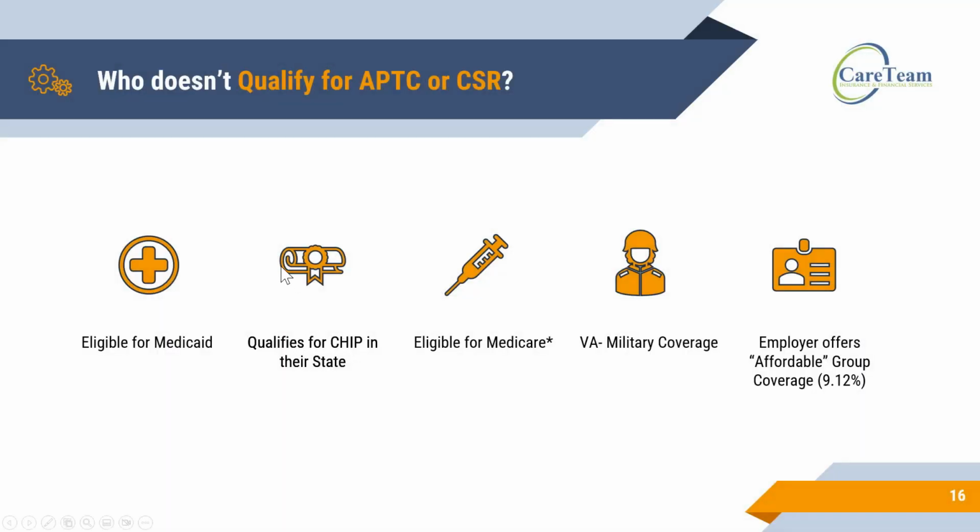So who doesn't qualify for APTC or CSR? If the individual is eligible for Medicaid, if they qualify for CHIP in their state, if they're eligible for Medicare, if they have veterans or military coverage, or if they have an employer that offers them affordable group coverage. And affordable means that that coverage is not more than 9.12% of their income. If it's more than 9.12% of their income, then it's not affordable and they would qualify.